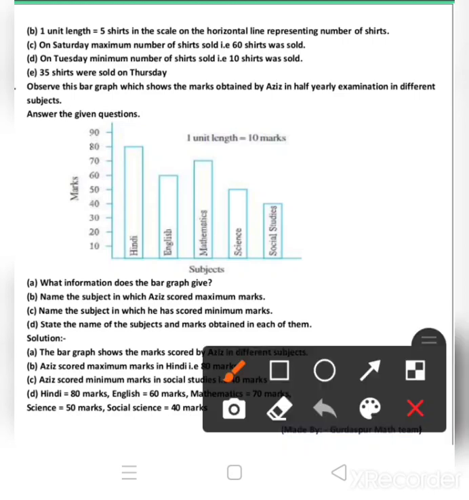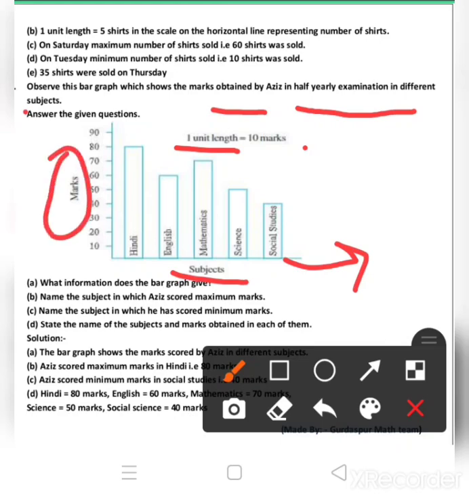Observe this bar graph which shows the marks obtained by Aziz in the half yearly examination in different subjects. The scale we are using is 1 unit length is equal to 10 marks. Labels are subjects on the horizontal side and marks on the vertical line. Subjects are Hindi, English, Mathematics, Science and Social Studies. In Hindi, Aziz gets 80 marks. In English, he gets 60 marks.